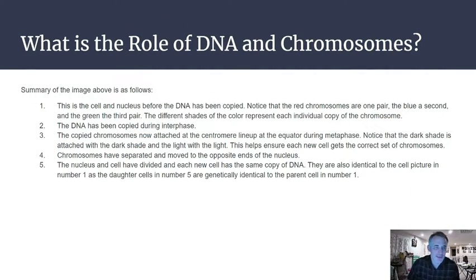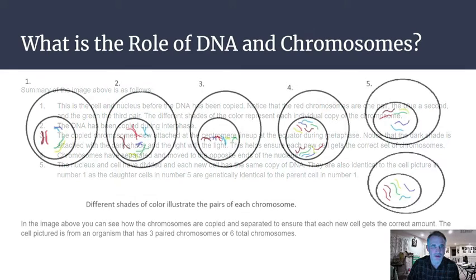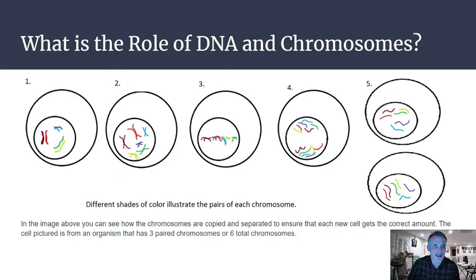At step 1, this is the cell and the nucleus before the DNA has been copied. Notice that the red chromosomes are one pair, the blue a second, and the green a third, and the different shades of color represent each individual of the chromosomes. If you take a look, we have 6 chromosomes in there, right? So this would be interphase.